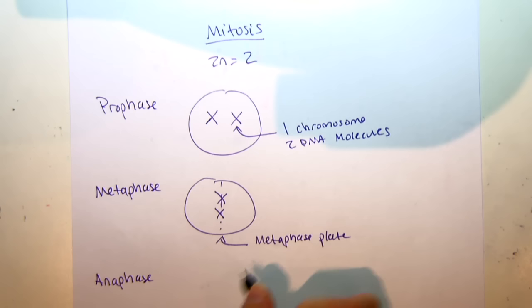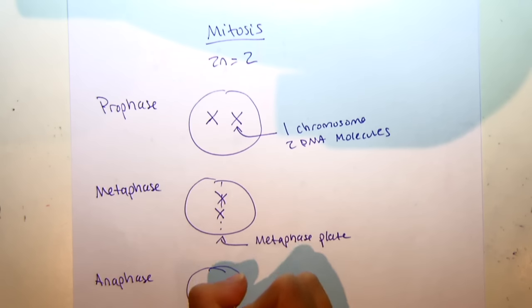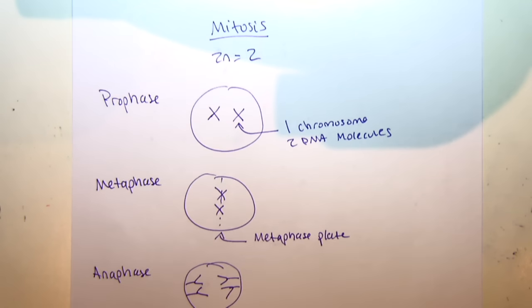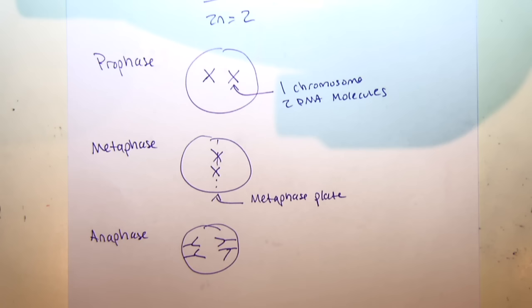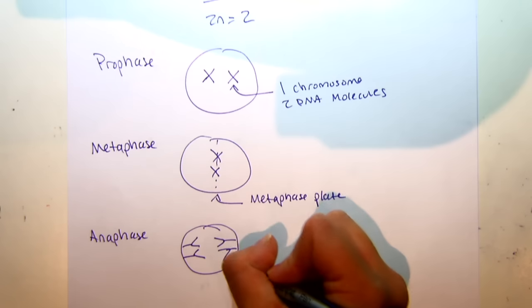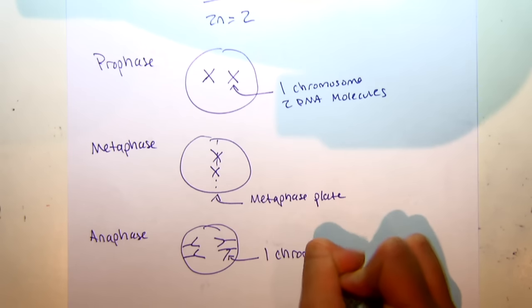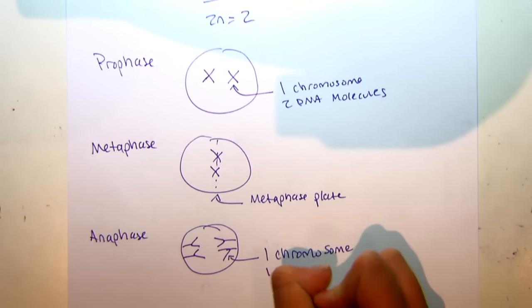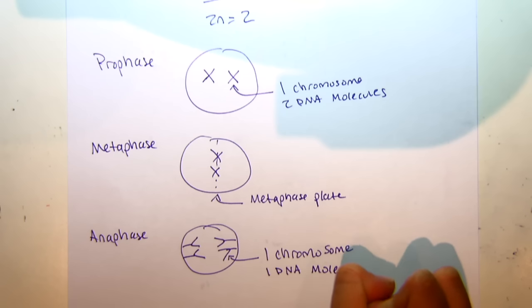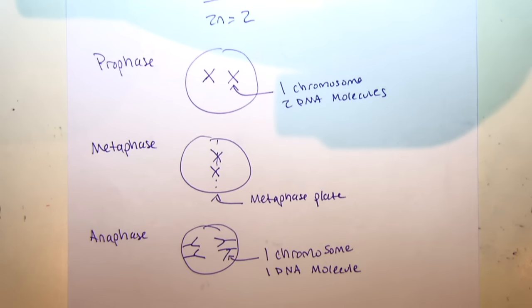At anaphase, we are pulling apart our chromatids. Our sister chromatids are pulled apart. And as soon as we do that, we now have double the number of chromosomes, because each of these is 1 chromosome and 1 DNA molecule. Does everybody see that? So as soon as the sister chromatids are pulled apart, they are considered their own chromosome now.